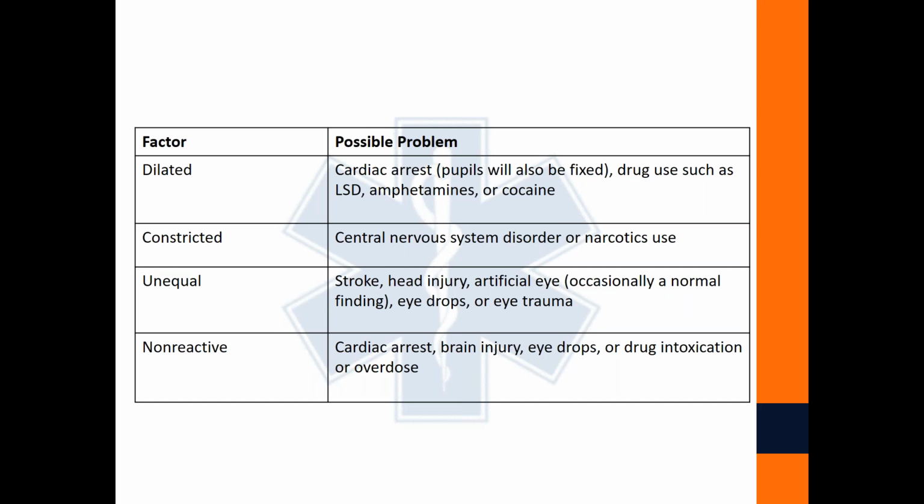Some other things that can cause those unequal pupils, if we have, obviously, an artificial eye, that pupil is not going to dilate and contract. It would be a good thing to get during our SAMPLE history, and we'll talk about that in a few minutes. But does your friend here that's unresponsive on the ground have any medical conditions? Oh yeah, Hank's got a glass eye. All right, well, that rules out why the pupil didn't respond when I shined my penlight in it.